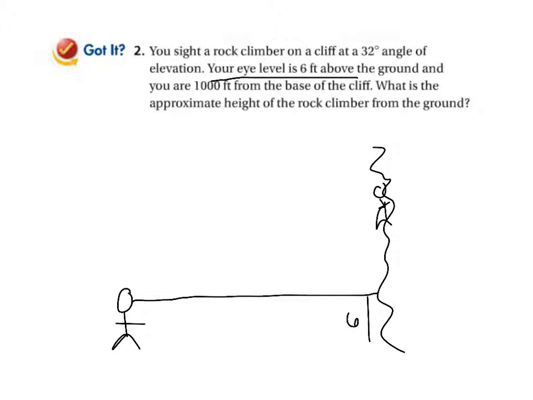All right. So I'm going to draw this triangle then. From my eye level, I'm going to always draw that. I'm going to draw what I'm looking at. Here's the right triangle. Now, it says that the angle of elevation here is 32 degrees. I'm looking up at the climber. And it says I'm 1,000 feet from the cliff. What's the height of the rock climber? So I'm looking for this right here. All right, there's my angle.